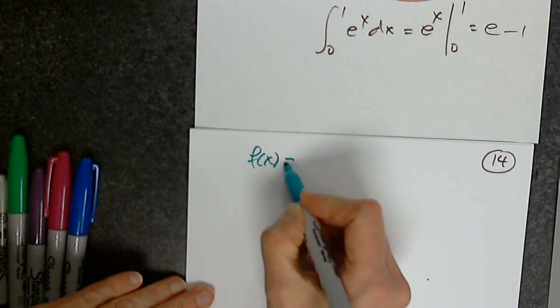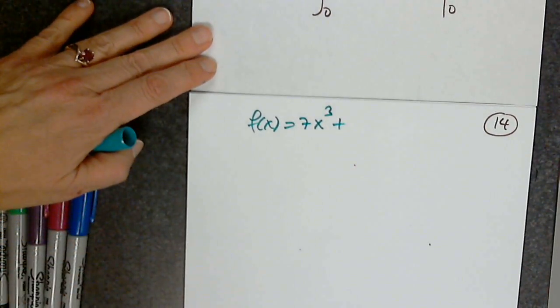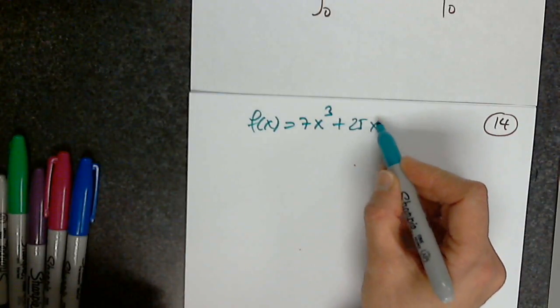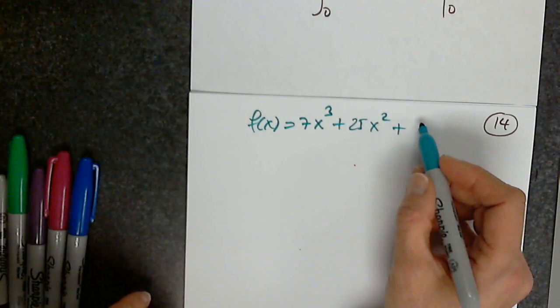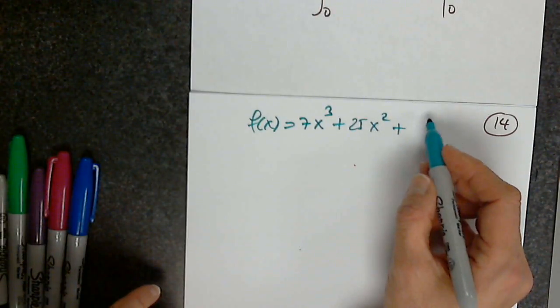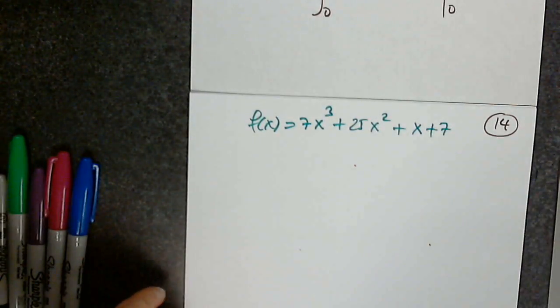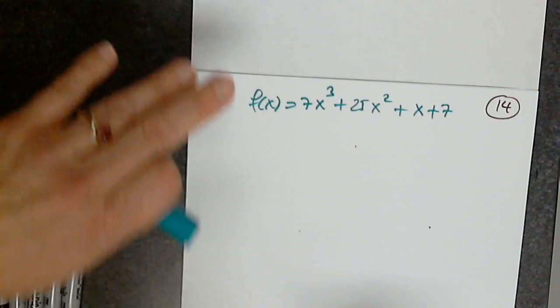7x cubed plus 25x squared plus 7, doesn't matter. Okay, very good. Awesome. And now I need from someone an interval.